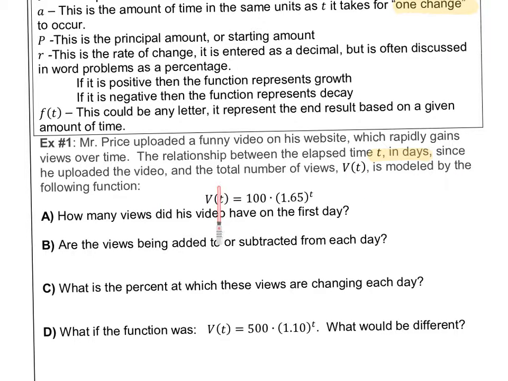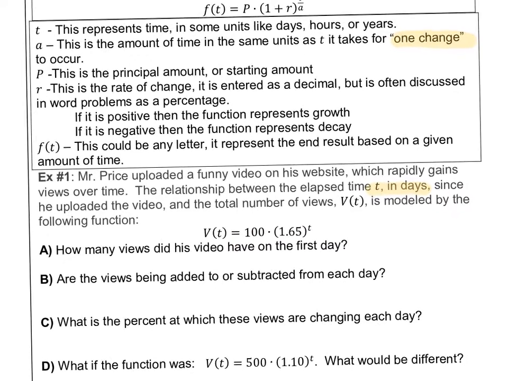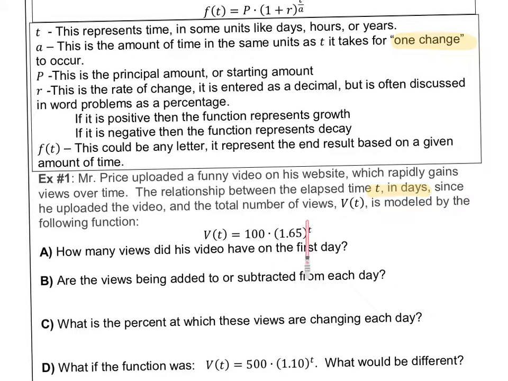Here, V of t means total number of views, and we have this function. We can interpret what's going on here, and based on this little chart up here, we can see what these numbers mean. So for example, how many views did his video have on the first day? Well, the P value is the starting value. It says right there he had 100 views.